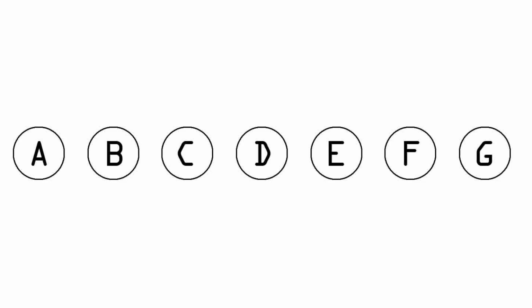Notes are named after the first 7 letters of the alphabet. These notes are, obviously, A, B, C, D, E, F, and G. These are the notes of the entire musical alphabet. There is no H. A, B, C, D, E, F, G keeps repeating.